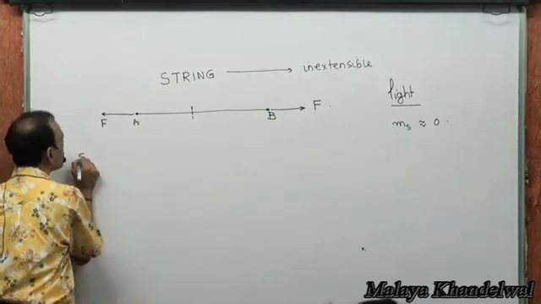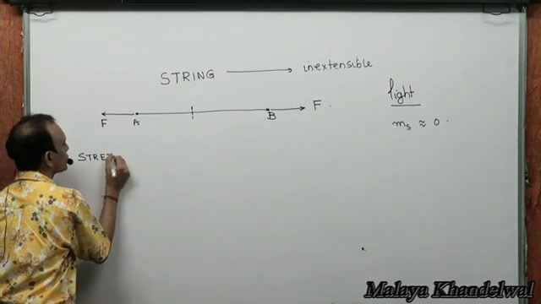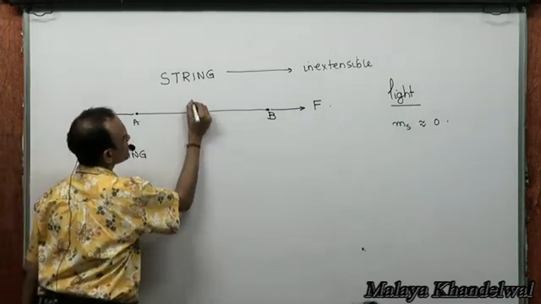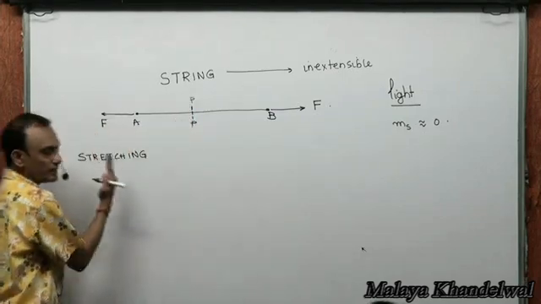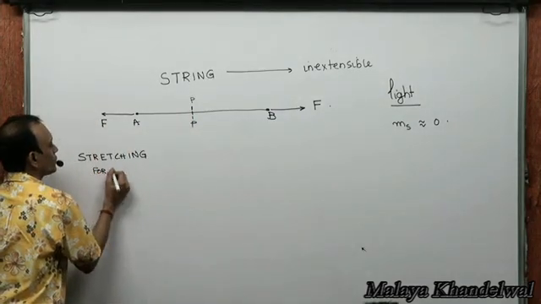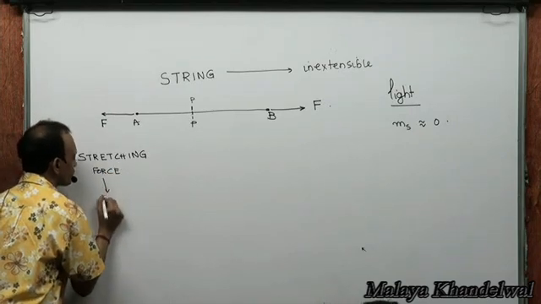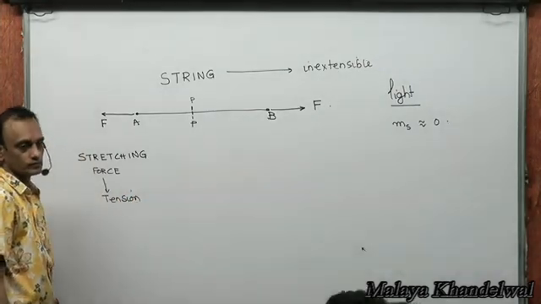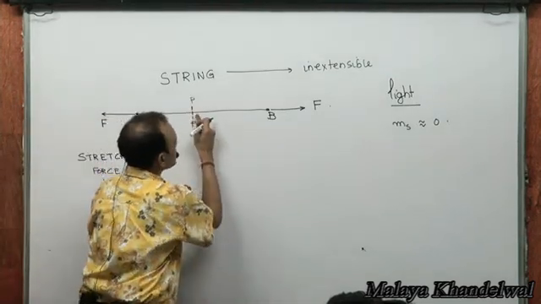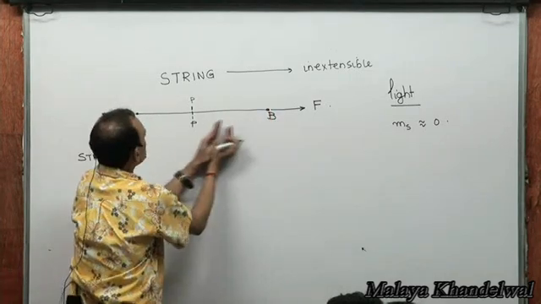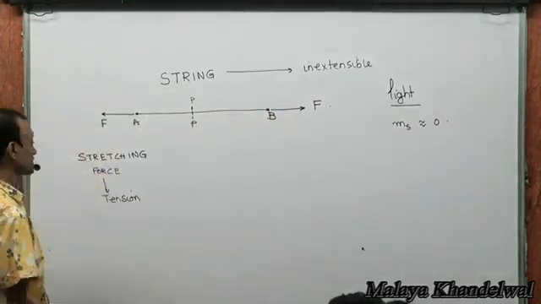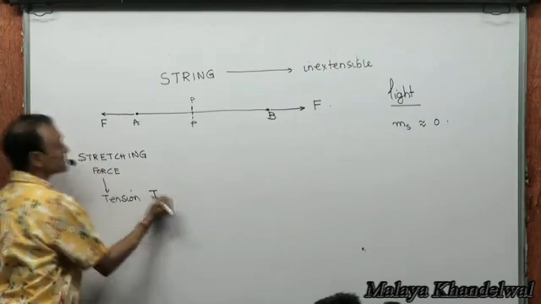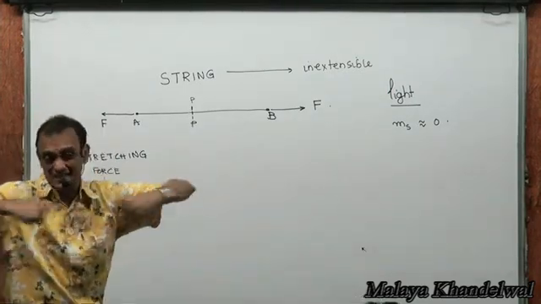The stretching force at a given cross section, say cross section PP, is called the tension force. This is a cross section of the string. There is a segment of the string to the right of this cross section, and there is a segment of the string to the left of this cross section. Now, when I say the tension at this cross section is T, that means the stretching at this cross section is T newtons.